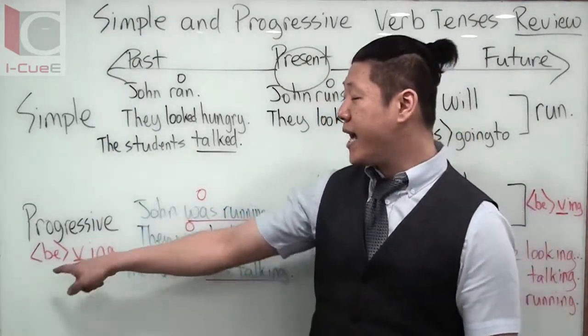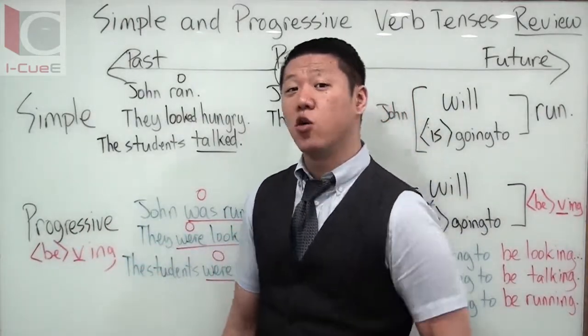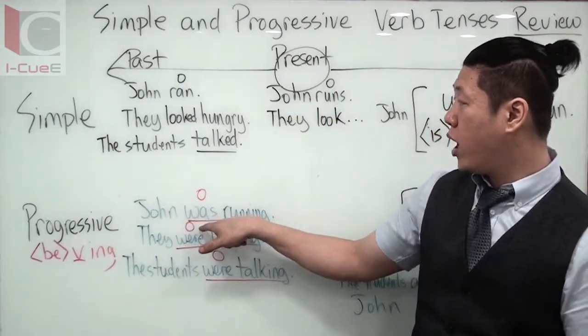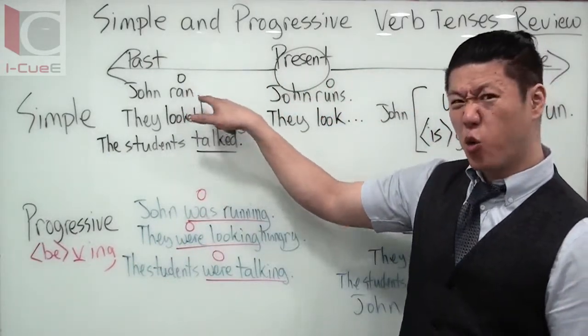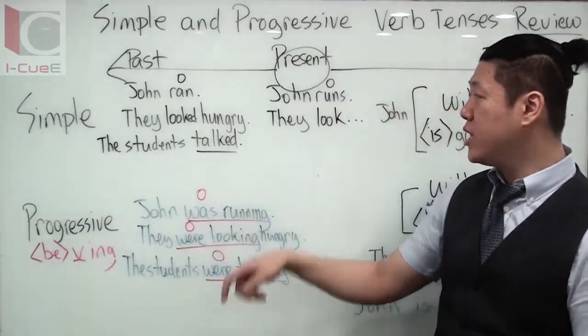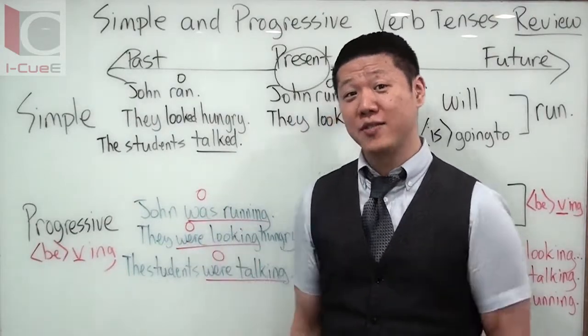So what is the past tense of be? Was or were? John is singular, so which one are we going to use? Was. So John was ran? Ranning? No, John was running. So John was running is your past progressive tense.